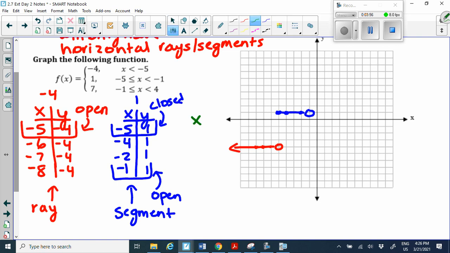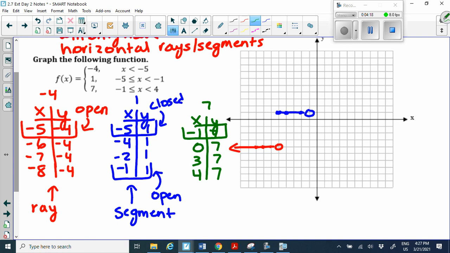Now my last one is going to be at 7, and this one also has two parts, so it is going to be a segment. I start at my first one of -1, and I go to +4. And remember, just pick 2 points in between, so I can use 0, and then we can use 3. Because my number is constant, that's going to be the y value for all of these.